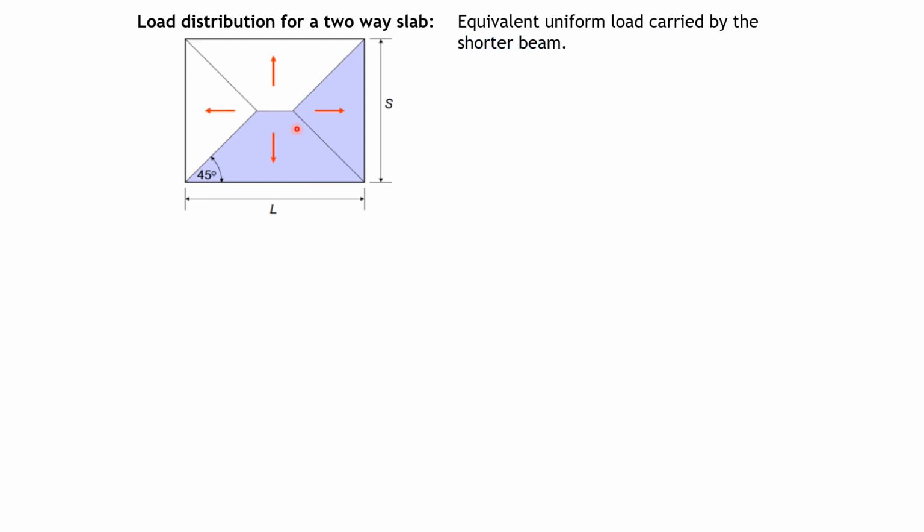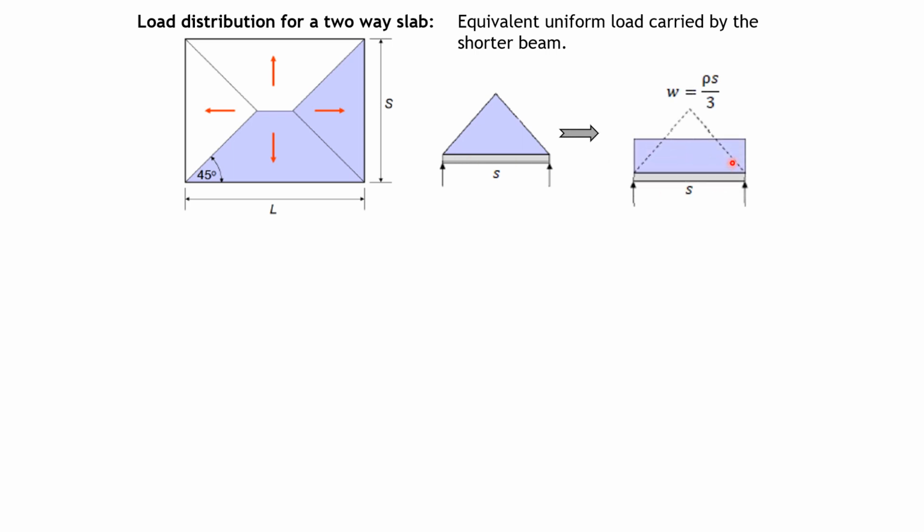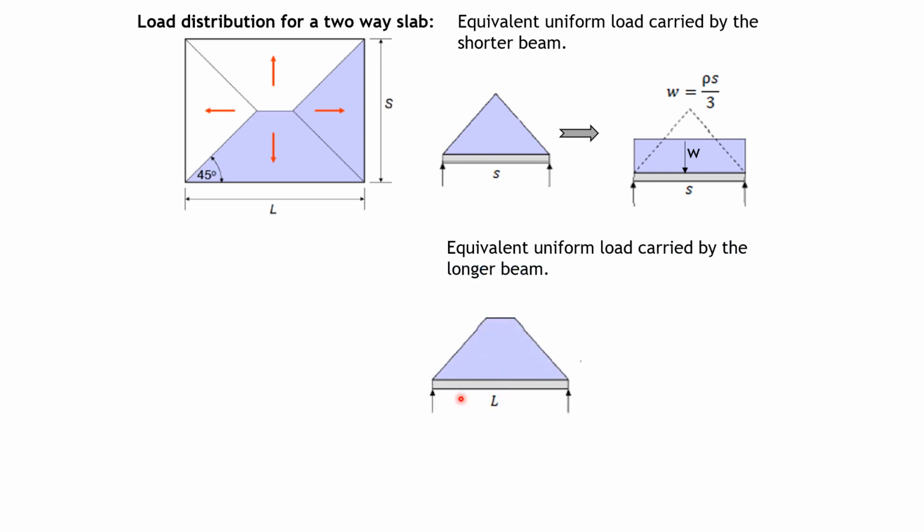Equivalent uniform load carried by the shorter beam, like this. So you have to convert that into rectangular part, and this uniform load is equal to pressure times S, S means the shorter span, divided by 3. So that's the W. Equivalent uniform load carried by the longer beam would appear to be trapezoidal, but you can convert this into rectangular as shown.